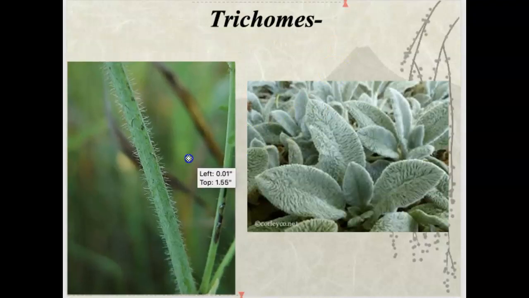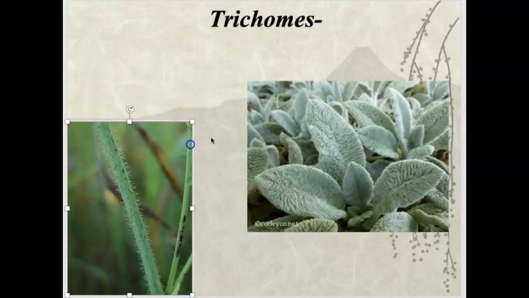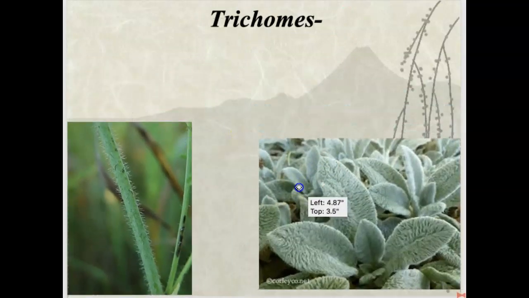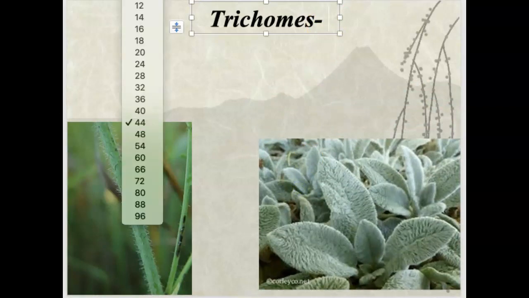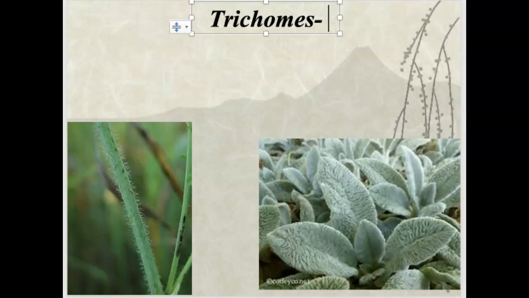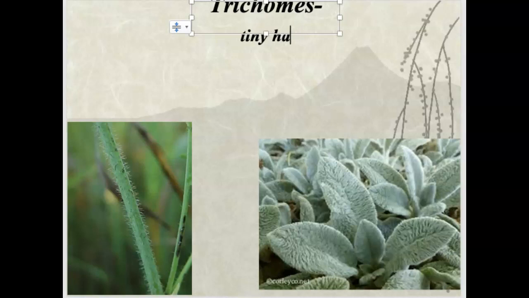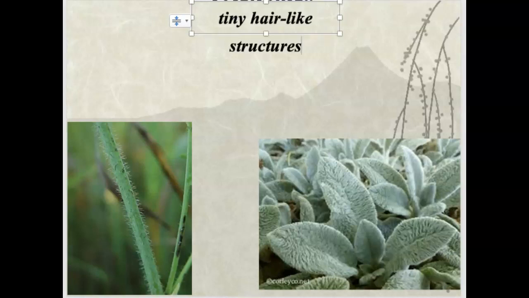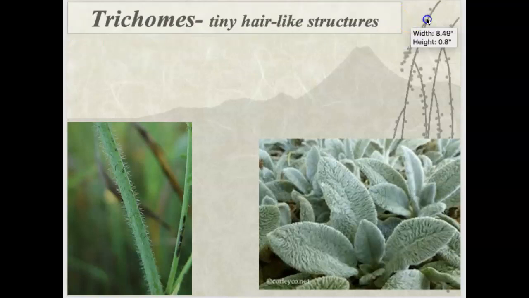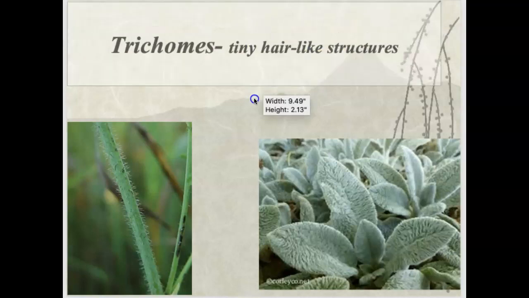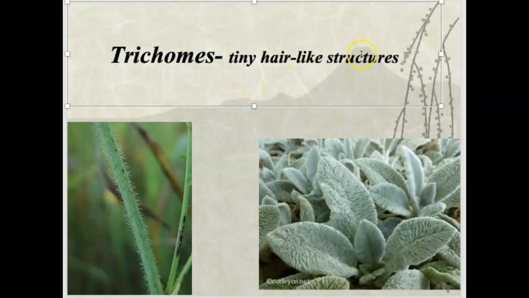On different parts of the plants. Sometimes this is on the stem, sometimes it's on the leaves, just depends on the plant. What trichomes are, tiny little hair-like structures. So they make the plant look fuzzy, hairy.